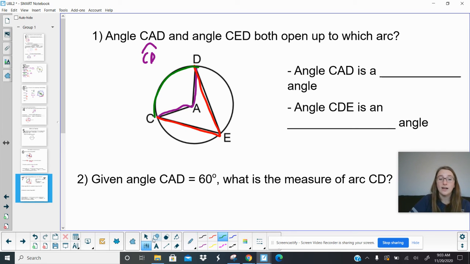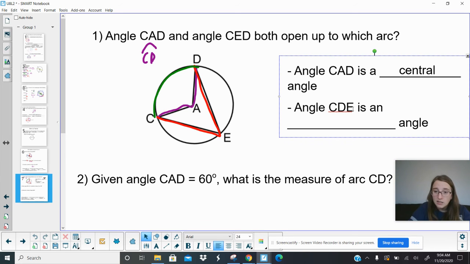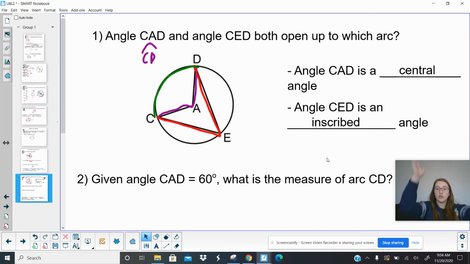Okay. Now, again, what we have to remember here is that these are different angles. There are different relationships going on here between the angles and our arcs. Angle CAD is what type of angle? A central angle. That's coming from the center of the circle, right? Whereas angle CED, what type of angle is that? Because it starts here on the circle, that's an inscribed angle. Remember, inscribed, the vertex, the corner of it, starts on the circle versus starting at the center.